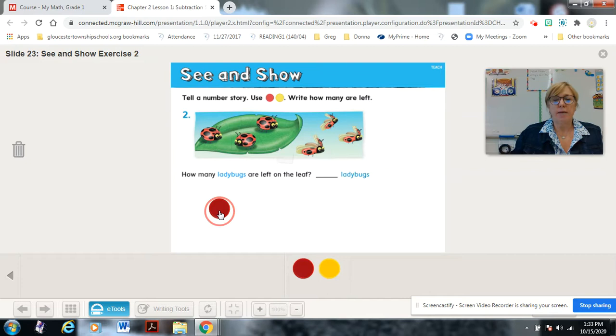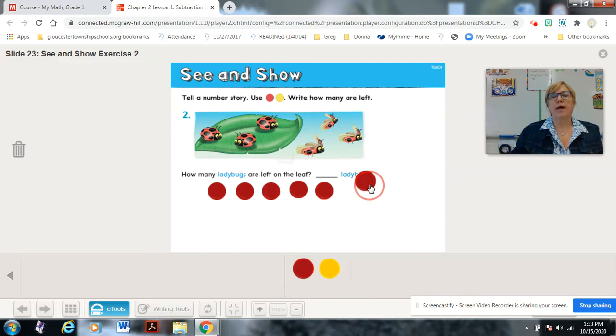So I'm going to take my counters and I'm going to put them right here because that's how many ladybugs there are. Now 5, 6. Okay. So here's my little number story. 6 ladybugs were sitting on a leaf, and 3 of them said, "Oh, we're done sitting. We need to get some exercise for our wings."